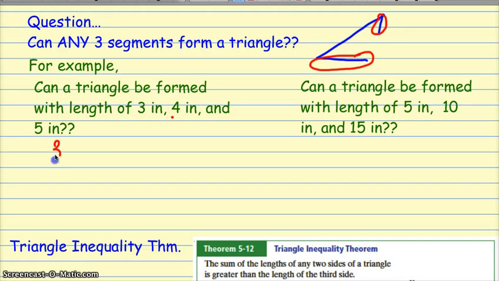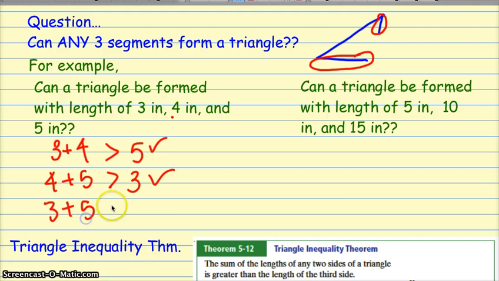So take two of them, 3 plus 4, add them up. It needs to be bigger than 5. Is it? Yeah, 7 is bigger than 5. If I were to do 4 plus 5, is it bigger than 3? Yes. And then what other combination haven't I added? I did 3 and 4, 4 and 5, 3 and 5. That gives me 8. Is that bigger than the other length? Yes. So will these three form a triangle? Yes, they will.